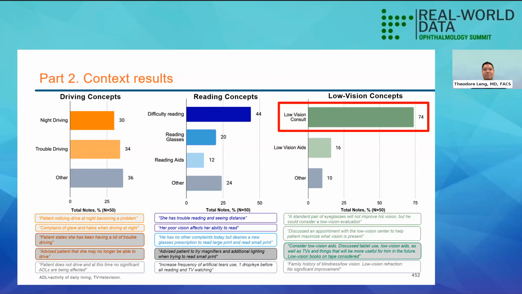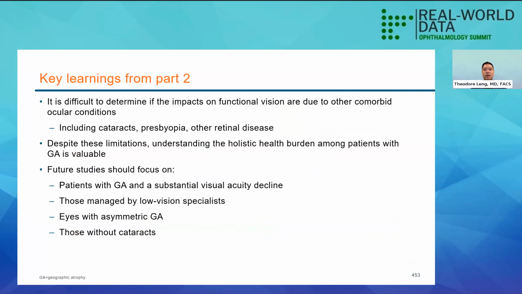What we learned from the second part was that it can be difficult to determine if the impacts on functional vision are due to other comorbid conditions like cataracts or other retinal disease, as these were not controlled for. Despite these limitations, understanding the holistic health burden among patients with GA is valuable, and future studies should focus on patients with substantial vision acuity decline, those managed by low vision specialists, and those with asymmetric GA and pseudophakic patients.